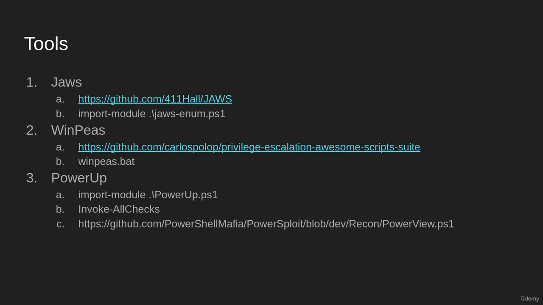And if I don't find anything with PowerUp, then I run JAWS. If I don't find anything with JAWS, then I run WinPEAS. If I don't find anything with WinPEAS, then I just run PowerUp again, then JAWS, and then WinPEAS, until I get local admin or something better than what I currently have. Like I said, I always start with PowerUp, then JAWS, and then WinPEAS. So what I'm going to do next is show you how to run these tools.